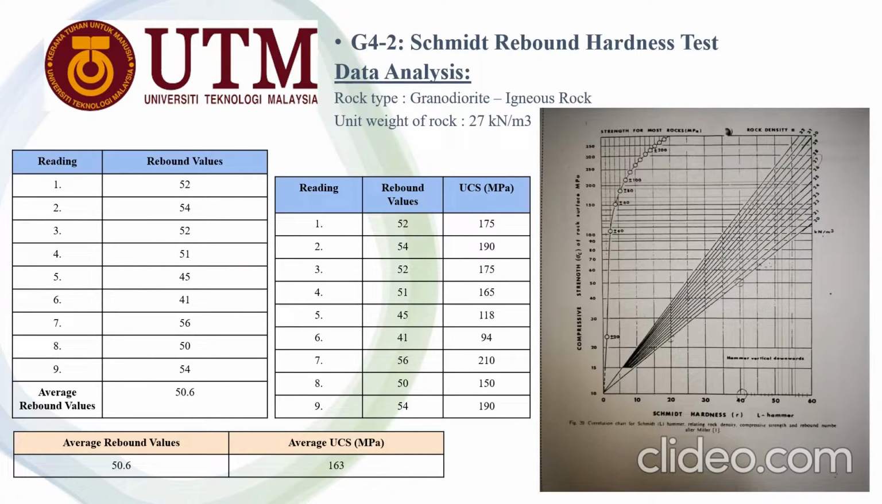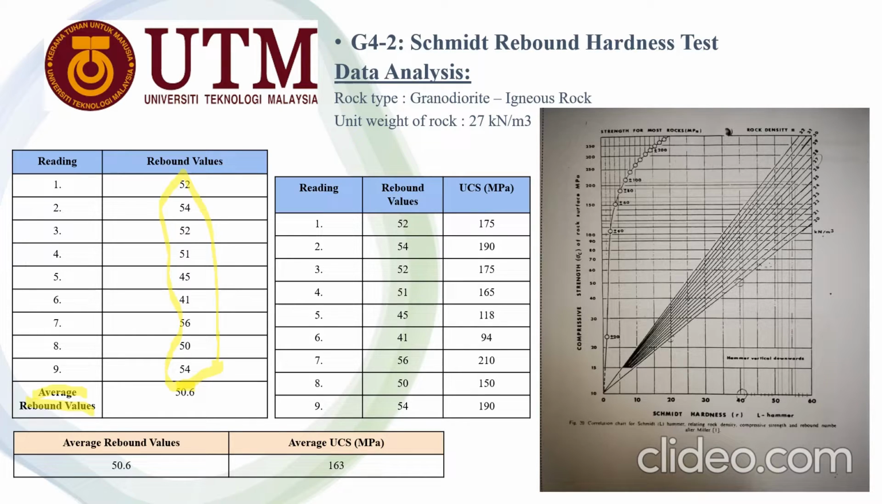Next, we move on to the data analysis of Schmidt rebound hardness test. The rock type we use in the experiment is igneous rock with the unit weight of 27 kN per meter cube. And a total of 9 readings were taken in the experiment. The first one is rebound values. In order to get the average rebound value, which is 50.9, we have to sum all the 9 values and then divide it by 9, so that we can get the average rebound value.